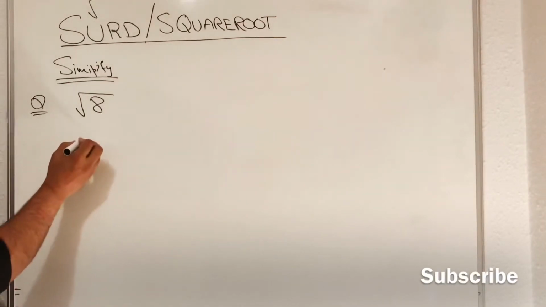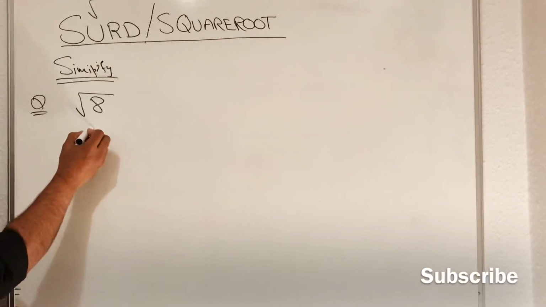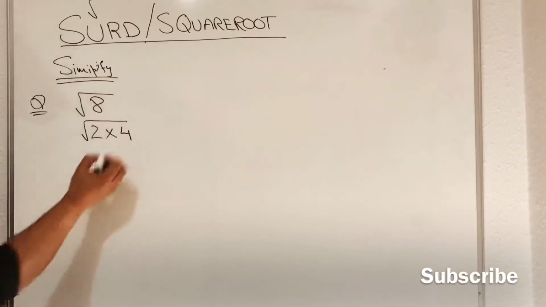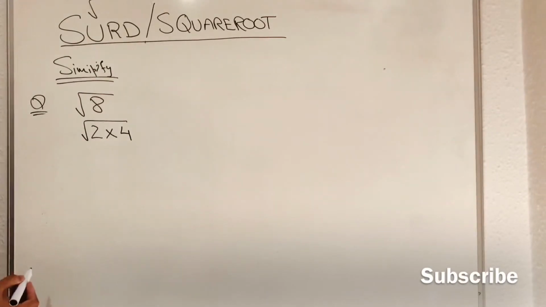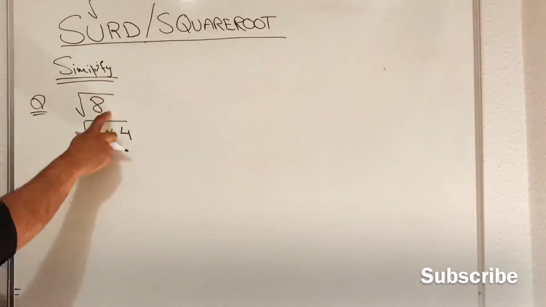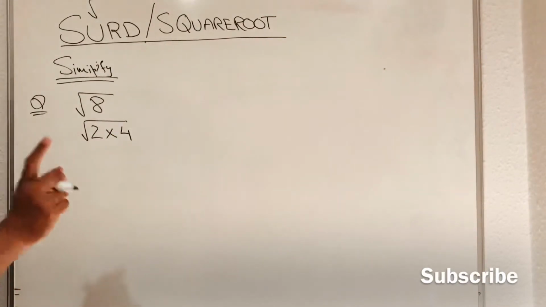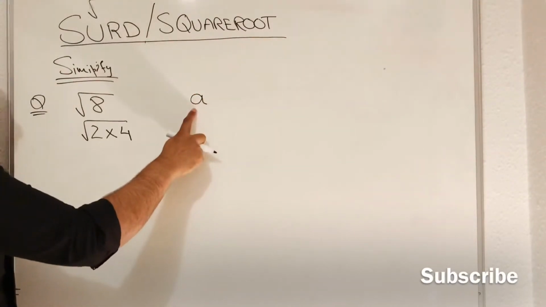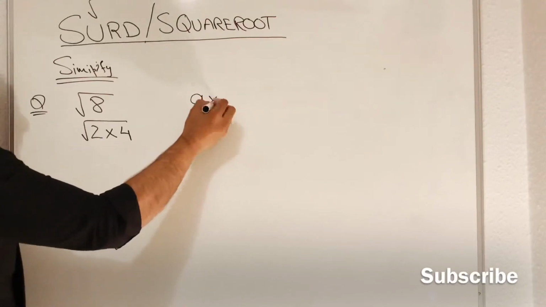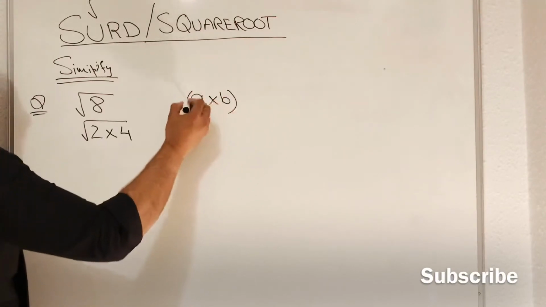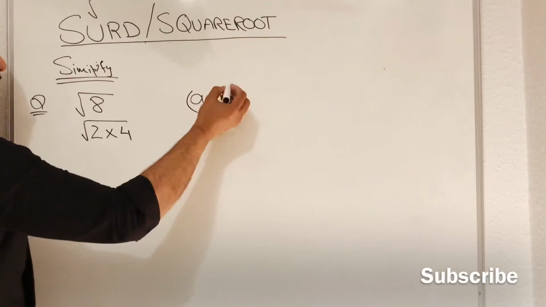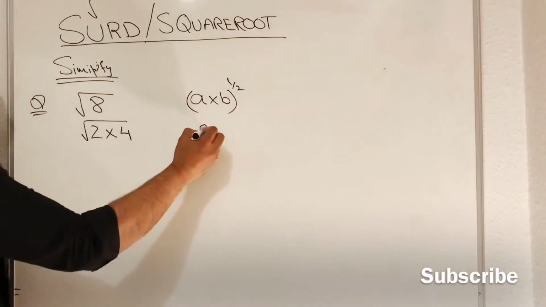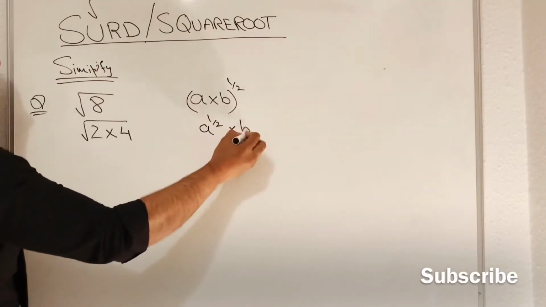8 can be written in the form of 2 times 4. This is still the same, because 2 times 4 gives you 8, under the square root as well. So in the indices, if any number multiplies a different number and they have a power, you can write any power, 1 over 2 for example. It means each number will get that power.